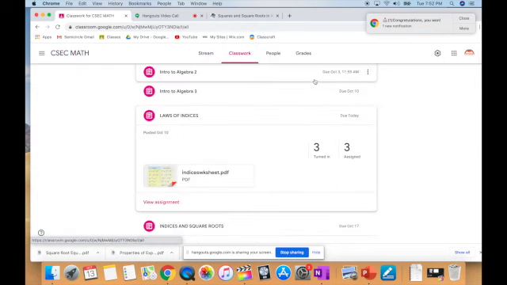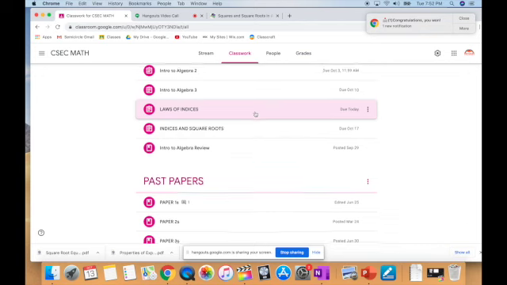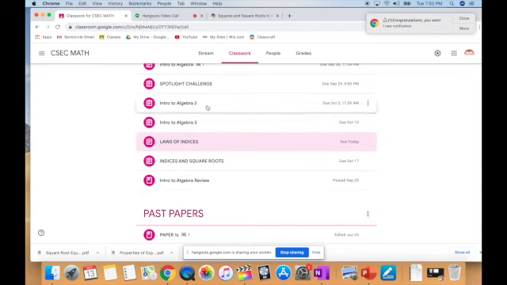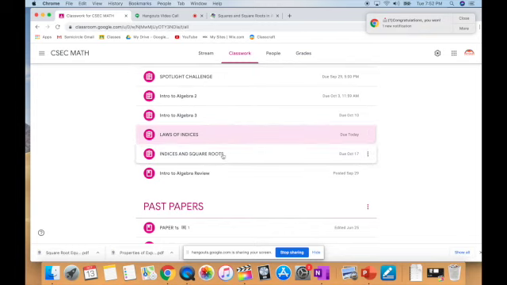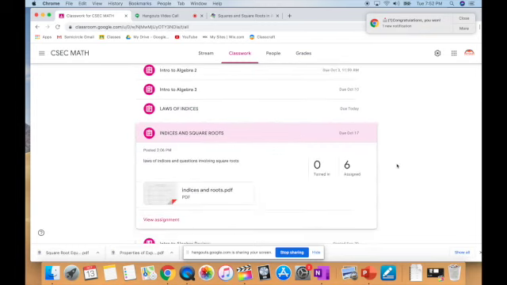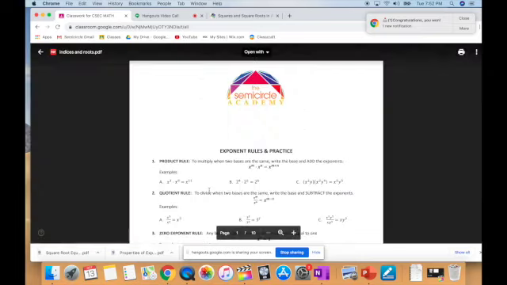Yes, sir. Classwork. We just did laws of indices there, intro to algebra. We just did laws of indices, and this is the next assignment that's due for Saturday, October 17th. And is some more laws of indices and square roots, right? So take a look at this. You all seeing this, right?